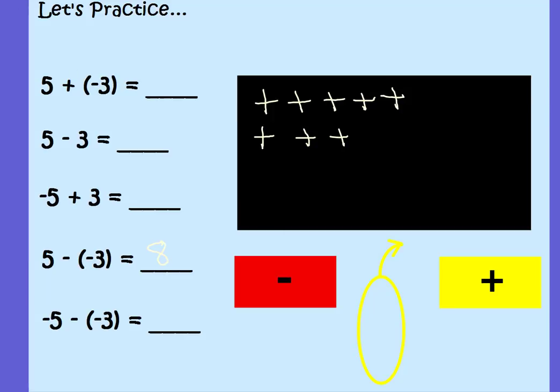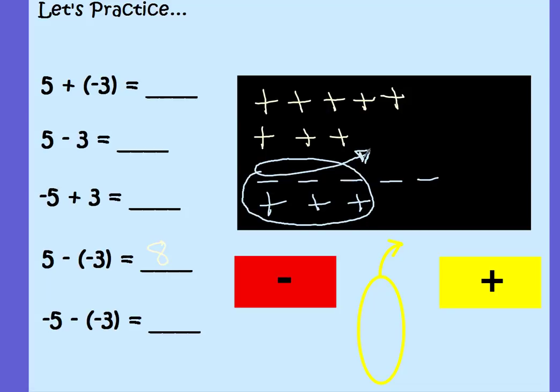Okay? And the next one, the last problem, -5 minus a -3. So I'm going to start with a -5. So 1, 2, 3, 4, 5 negative signs. And I want the opposite of a -3. The opposite of a -3 is a +3. 1, 2, 3. This time I do have 0 pairs. I have 3 0 pairs. So I'm going to loop them, pull them out, and I'm left with 2 negatives. Oops, you can't see that, can you? So -5 minus a -3 equals -2.